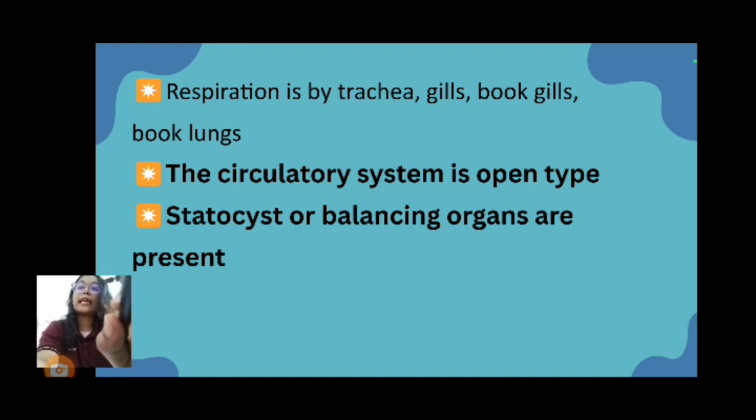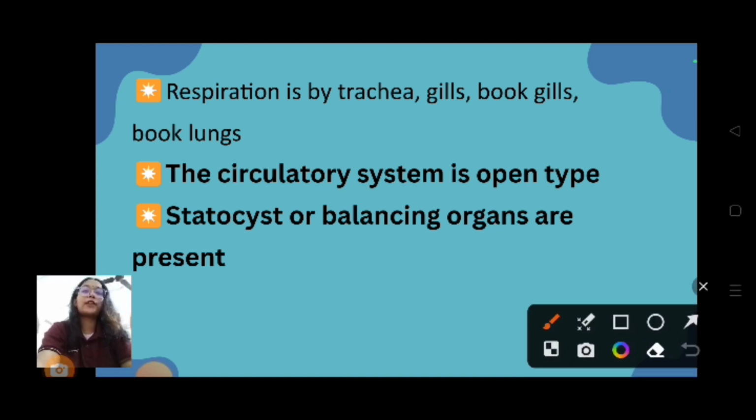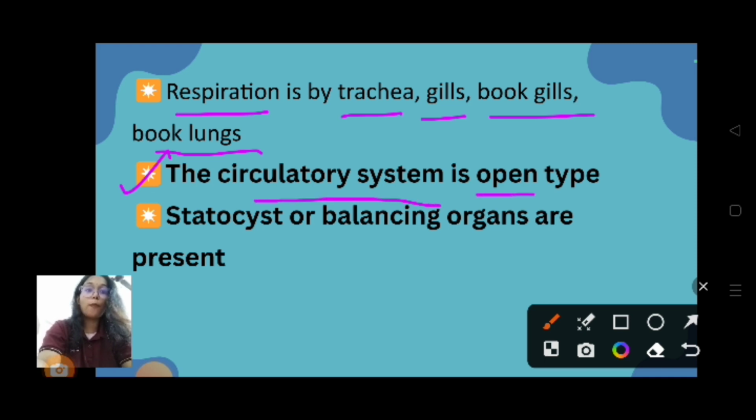It is saying that we can see different modes of respiration, respiratory structures. Some can have trachea, some might have gills, some might have book gills, some might have book lungs. Is it clear? Okay, then moving on to the next point, that is saying the circulatory system is open type. It is not closed type. It is open type of circulatory system found in arthropods.